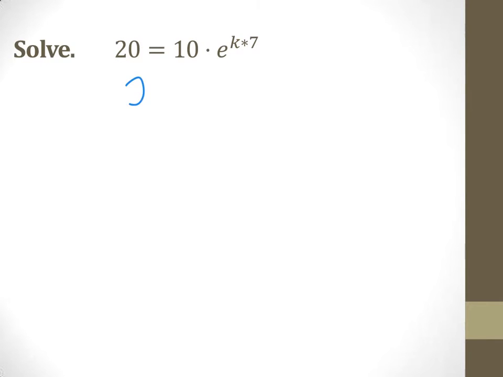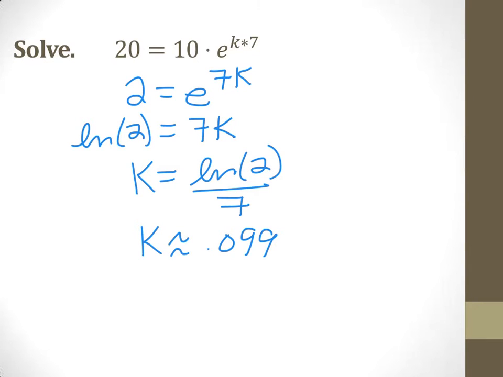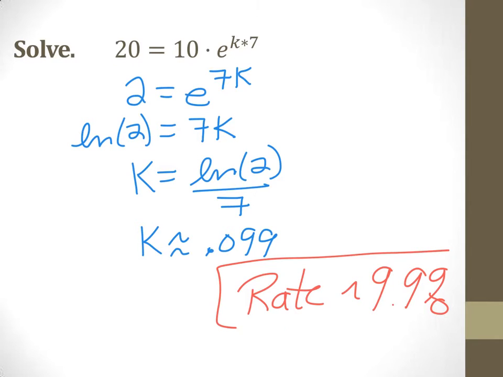Let's divide by that 10 again. And we divide by that coefficient so we get our exponential by itself. And then we convert to logarithmic form, divide by that coefficient, and you get the natural log of 2 divided by 7. You can then approximate that, and if they ask you to do it to the nearest tenth of a percent, we get about 0.099, which is going to give us a rate of about 9.9%. And that's the growth rate given this particular problem.